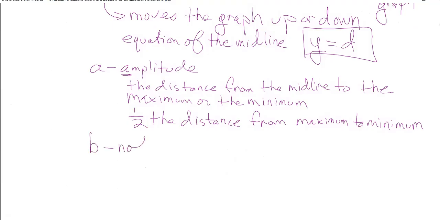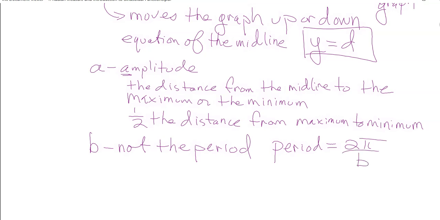So b is not the period. a is the amplitude. d is the midline. b is not the period. Instead, the period is equal to 2 pi divided by b. That also is on the formula sheet.